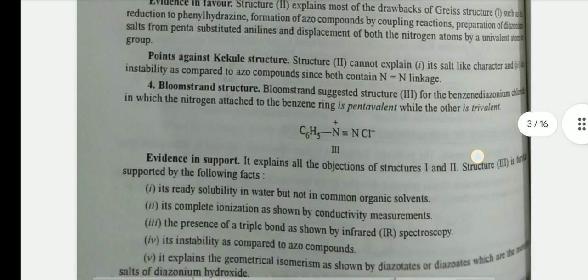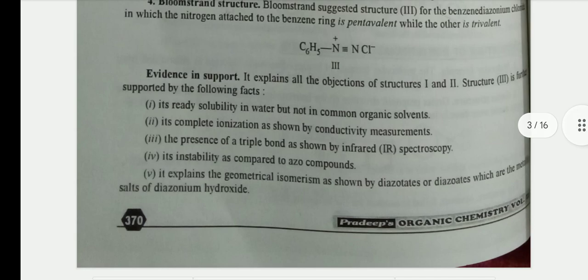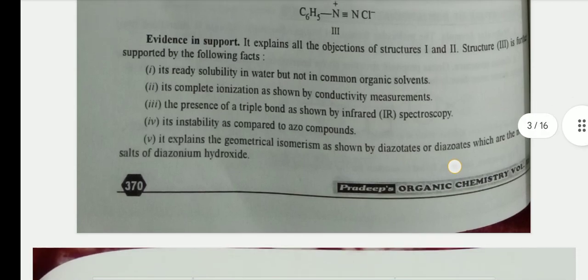Blomstrand structure. Blomstrand suggested a structure for benzene diazonium chloride in which the nitrogen attached to the benzene ring is pentavalent while the other is trivalent. Evidence in support: it explains all the objections of structures 1 and 2, and is further supported by the following facts.